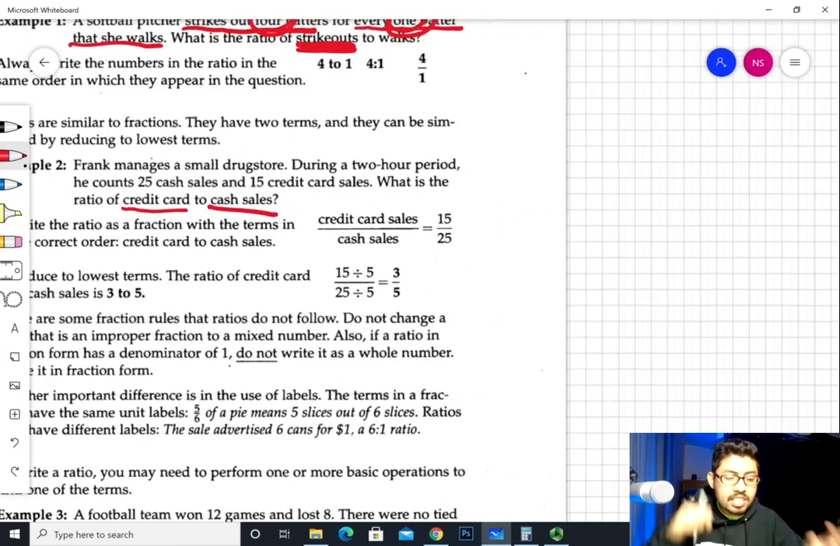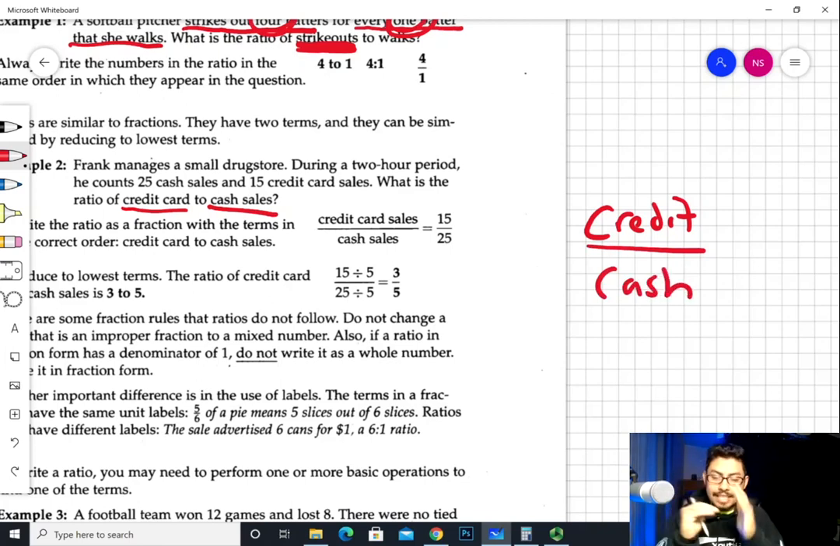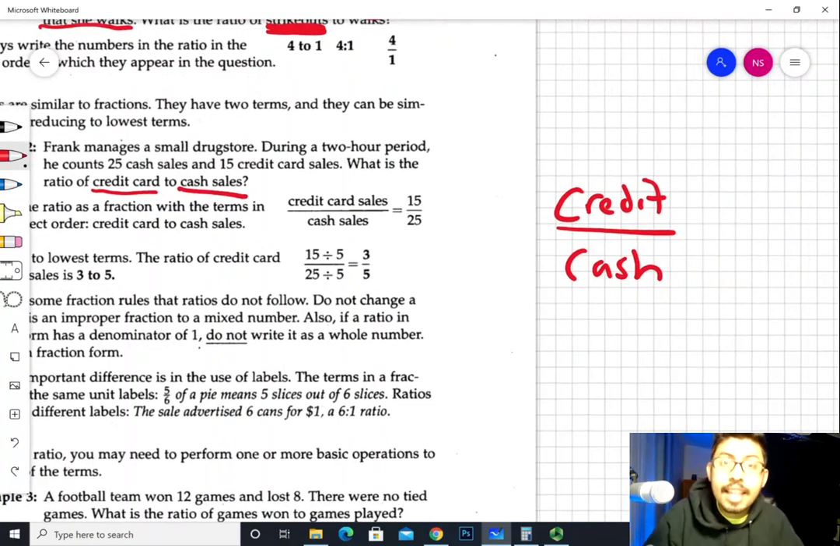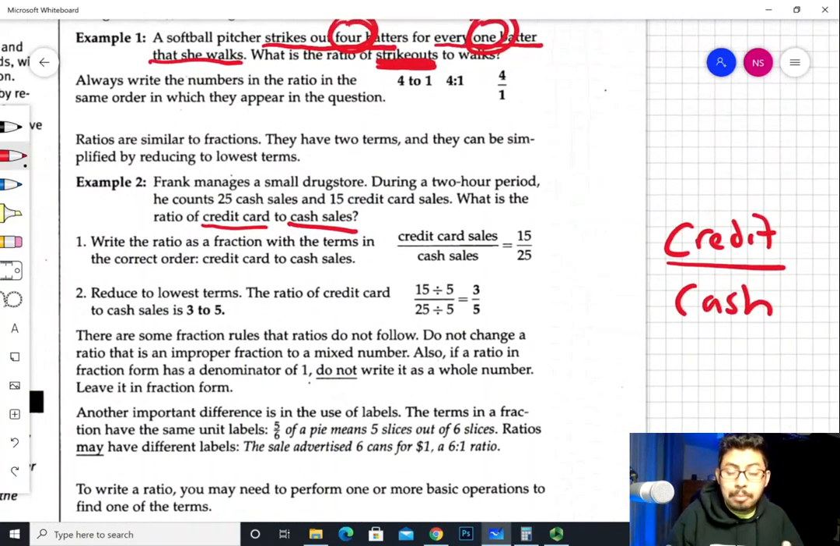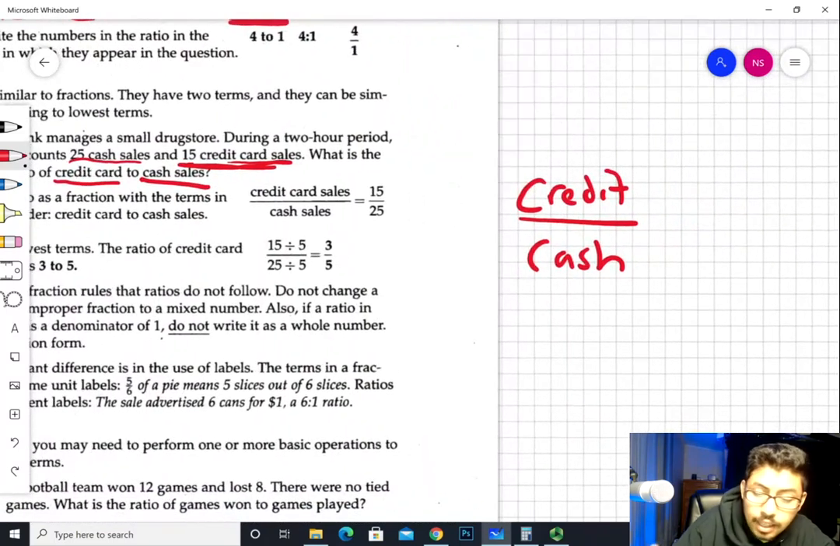All right, let me just visually write this out. Credit card sales to cash sales. You know that's how the order should be. The number for the credit card sales should go up top and the cash sales should go down below. So you do that. Then you go back to the word problem and you look for those numbers. Frank manages a small drugstore. During a 2-hour period, he counts 25 cash sales and 15 credit card sales. I found my numbers. 25 cash sales.